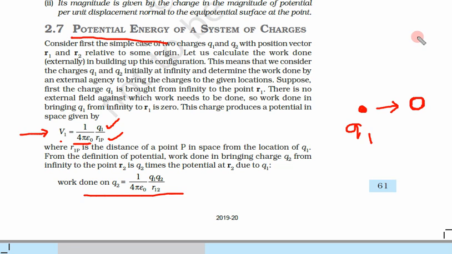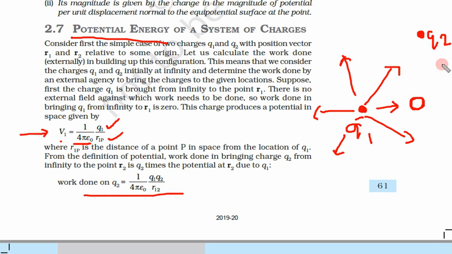Now let us bring another charge Q2. We are bringing this another charge Q2. Now this Q2 will see the electric field due to Q1, because previously there was no electric field, and Q1 does not feel the effect of its own electric field. So total work done was 0, hence its potential energy was also 0. We can move it without doing any kind of work.